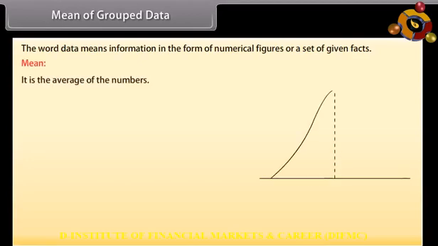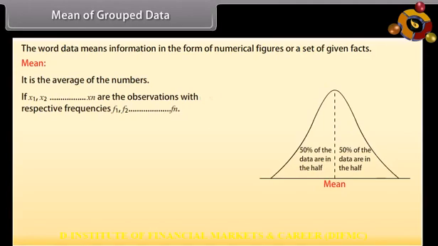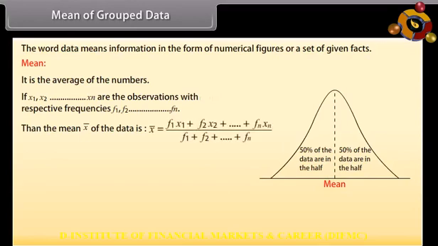Mean of grouped data. The word data means information in the form of numerical figures or a set of given facts. Mean. It is the average of the numbers. If x1, x2, and so on till xn are the observations with respective frequencies f1, f2, and so on till fn, then the mean x bar of the data is x bar equals f1 x1 plus f2 x2 plus so on till plus fn xn, divided by f1 plus f2 plus so on till plus fn.